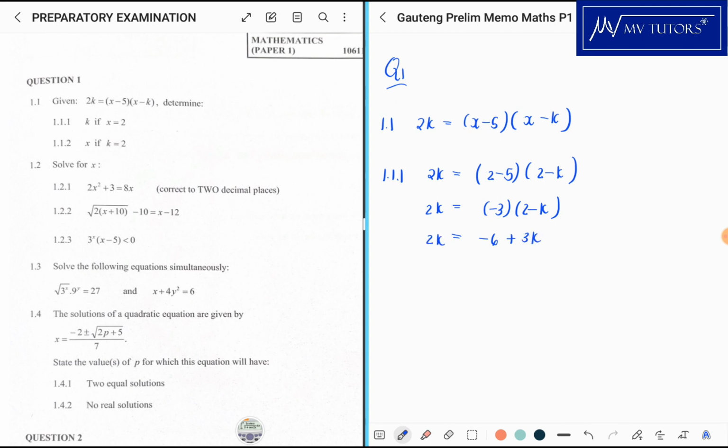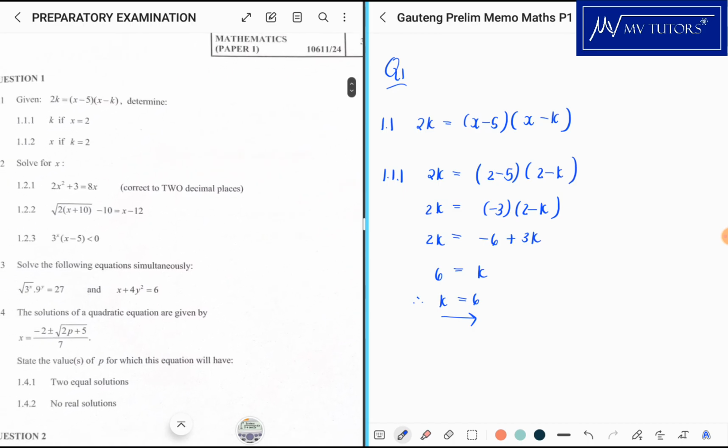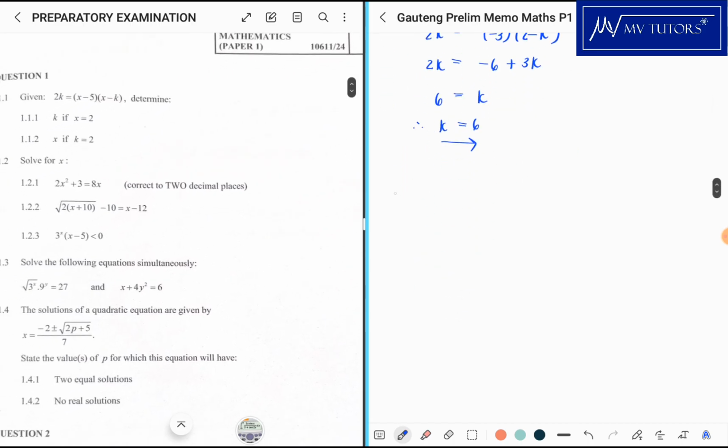All right, so what I'm going to do, I'm going to take the negative 6 to the left-hand side so that it becomes positive. And then we have 2k coming onto the right. So that will be 3k minus 2k, and that's just k. All right, so therefore k is equal to 6. And that is 2 marks. Yeah, as expected, it was a straightforward question.